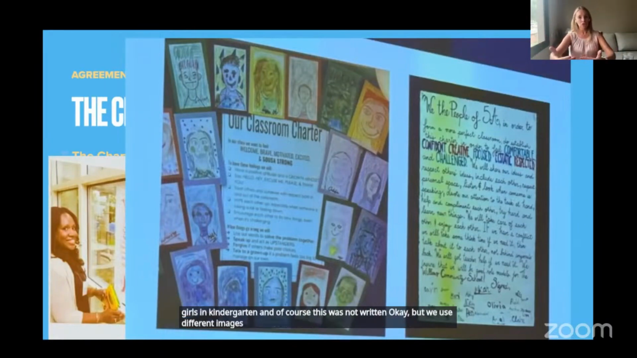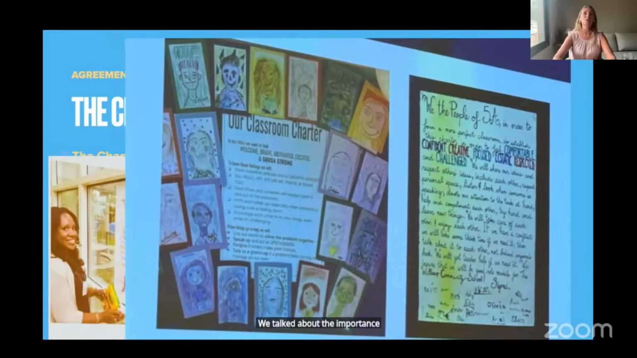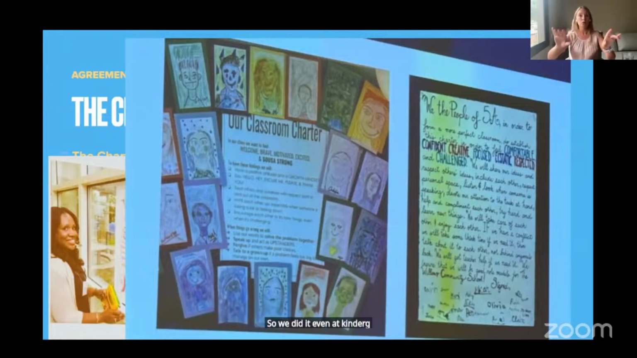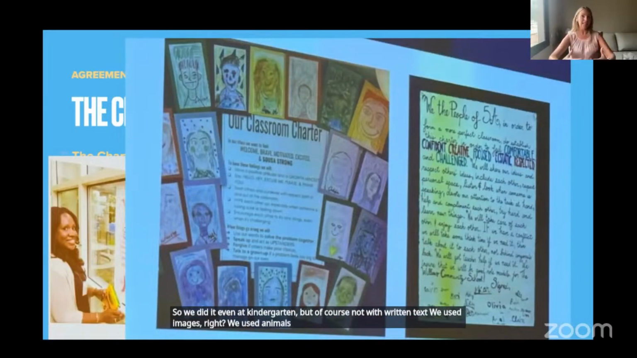And so we talked about the importance of agreeing on what is acceptable and non-acceptable. We talked about the importance, and this was beautiful because those kids could express what made them feel good in the class. And that was very valuable information for the teacher as well. So we did it even at kindergarten, but of course not with written text. We used images, right? We used animals. We got creative so as to adapt it to different levels.